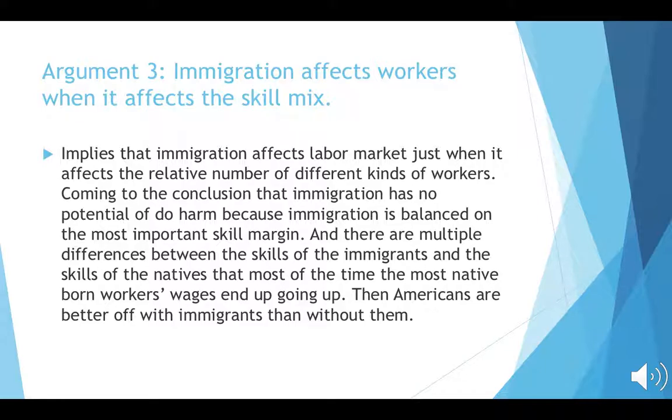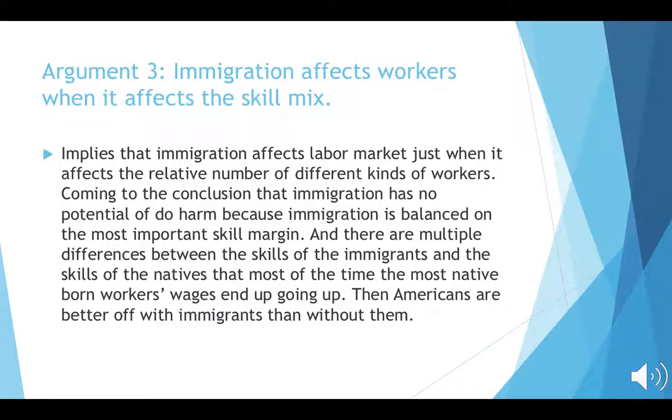The third argument is that immigration affects workers when it affects the skill mix. On this model, the author says that immigration affects workers just when it affects the number of different kinds of workers. This means whether they have skills or not. The author comes up with a mathematical model that calculates the ratio of skilled or non-skilled immigrants and native-born workers.